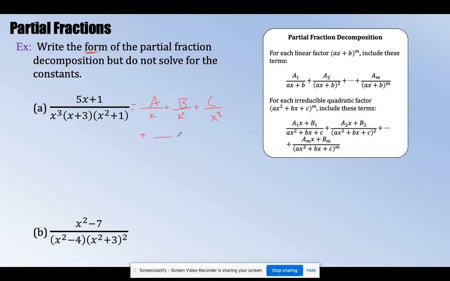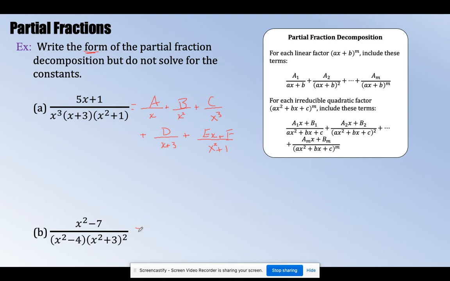Plus X plus 3 is a linear factor that is not repeated. Plus X squared plus 1 is an irreducible quadratic. So I need to include a linear term on the top. How come? Because when I get a common denominator and multiply, and figure out what to do with A, B, C, D, EX plus F, I get a numerator of 5X plus 1. That's how come.